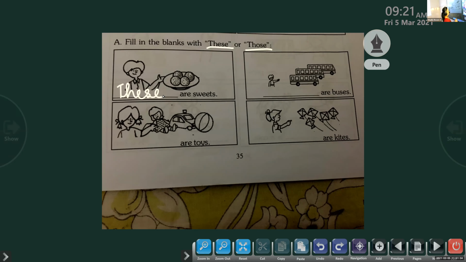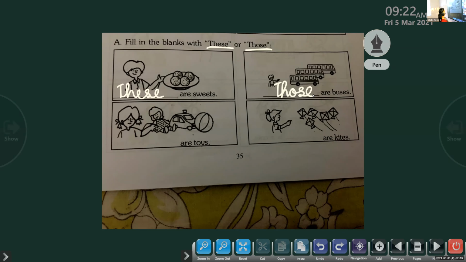Thank you. Evelyn, unmute. Try the next one. Dash are cars. These or those? Those are buses. Yes, those are buses. Here we need to use the word those, T-H-O-S-E, because the buses are far from the person. Okay, good effort, Evelyn.